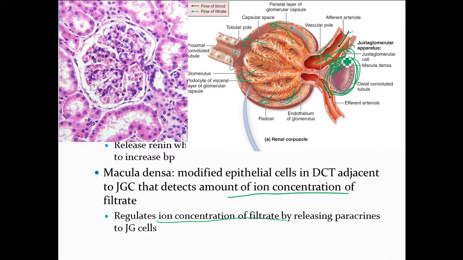Versus if it detects that the filtrate is too low in concentration, then we want to release more water out, and so it will end up vasodilating the afferent arteriole. Don't worry about those concepts too much. They'll reoccur in physiology. But just know that the macula densa regulates by detecting the ion concentration here, and it regulates the juxtaglomerular cells, which are the afferent arteriole cells here.